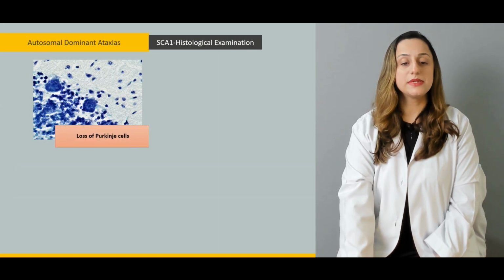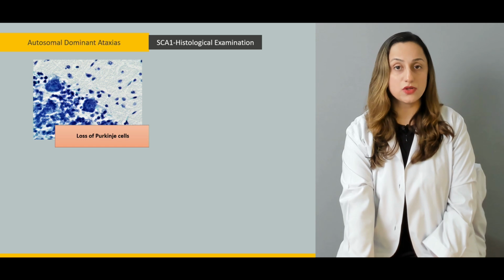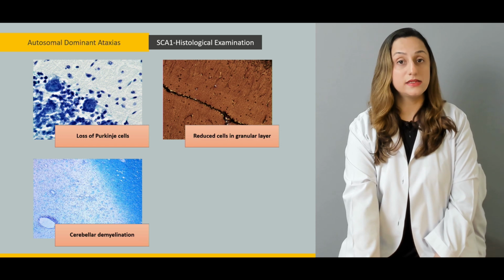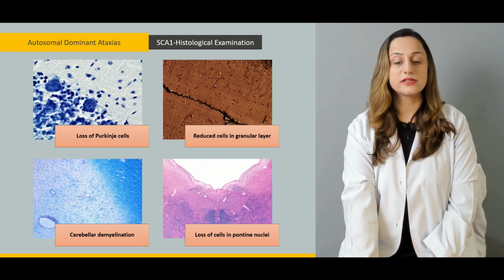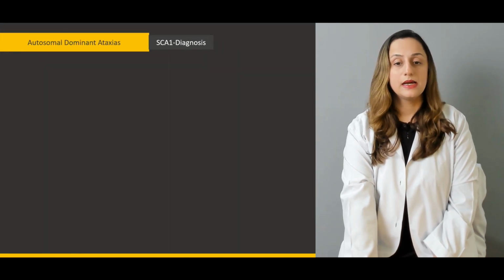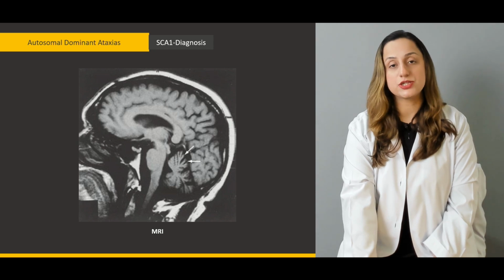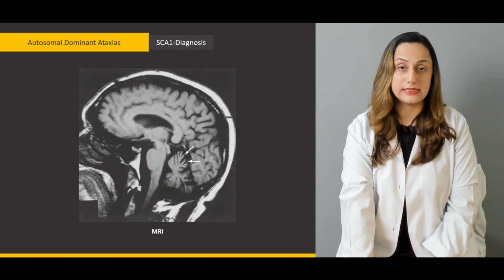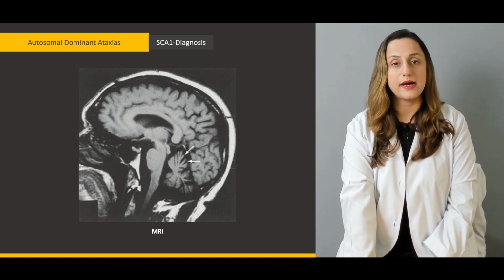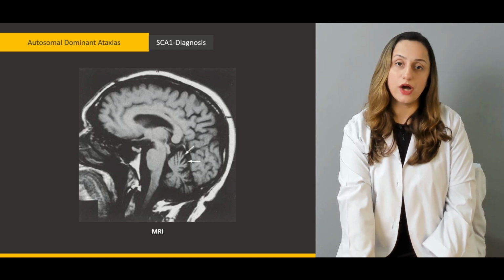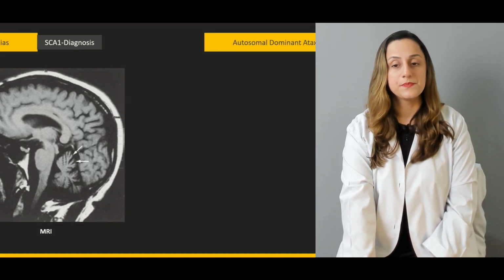Now, the histological examinations reveal that there is a loss of Purkinje cell fibers, reduced cells in the granular layer, cerebellar demyelination is also noted down, and along with that we have loss of cells in the pontine nuclei. The diagnosis is completely based on the atrophic changes that are seen on radiological imaging techniques. When you carry out CT scans and MRIs, you are going to note the atrophy in the sulci and gyri of the cerebral cortex or even the cerebellum in these patients.